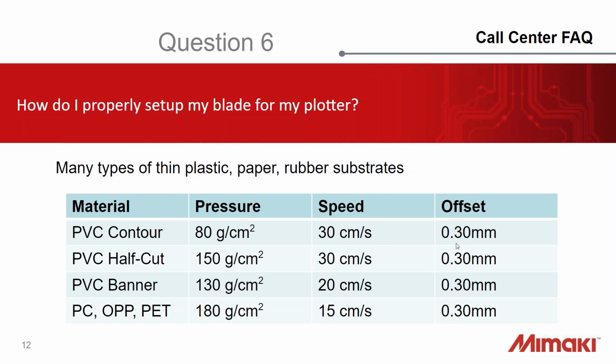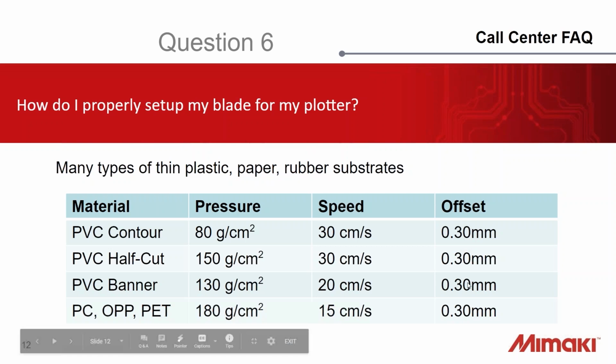If the corners are kind of rounded off, our offset's too low. If the corners are not cutting at all and you're having to yank them out of the material, generally the offset's way too high. But within about 10 test squares, I can usually tell what the offset should be for a blade. If you are using a Mimaki blade, which of course we recommend, the offset will be listed on the blade holder.